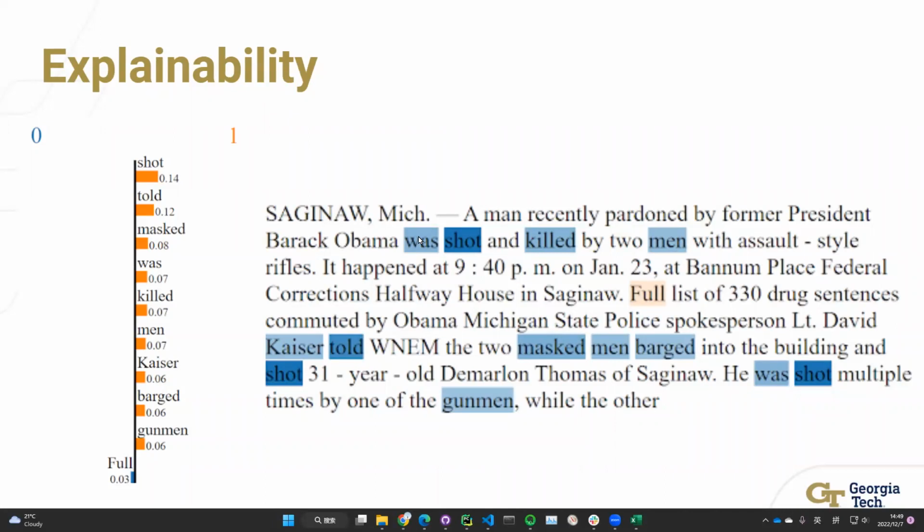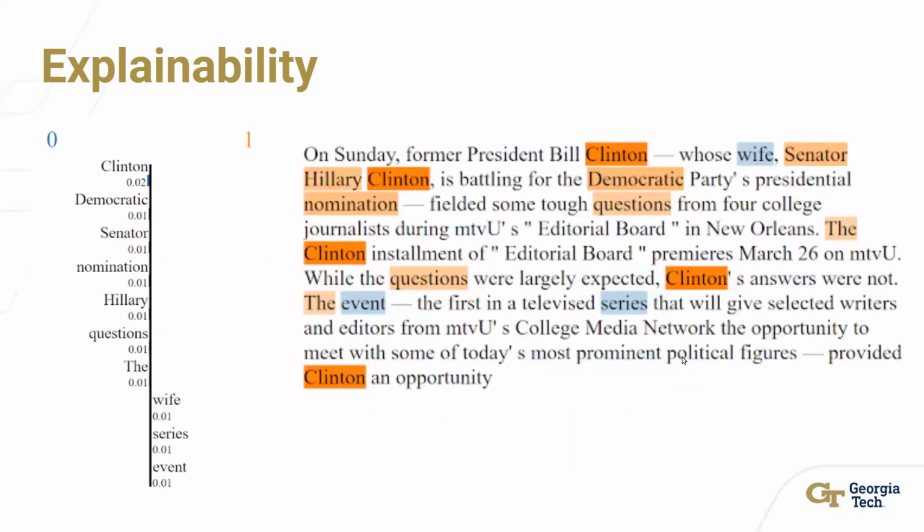You can see that the model actually focuses more on the relatively important parts according to our human knowledge. For example, the verbs shot, killed, as well as the nouns, for example, the gunman, masked man, and barged. And this is another example of a piece of true news. Our model also highlights words such as Clinton, Democratic, questions, which are important nouns in the news story.